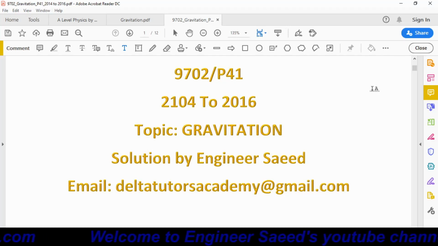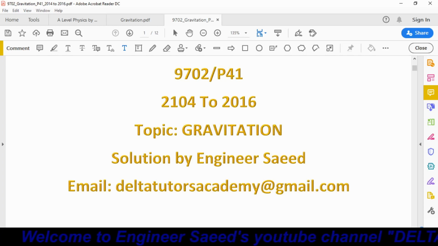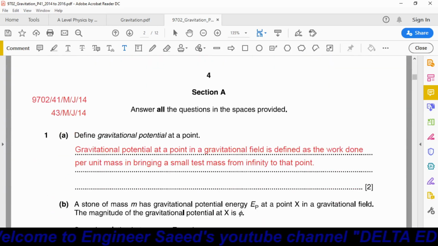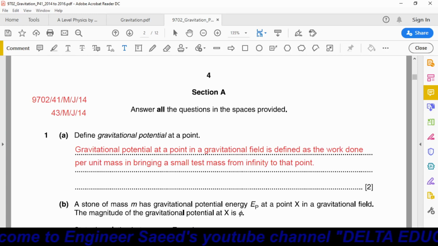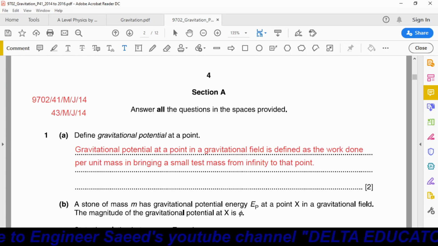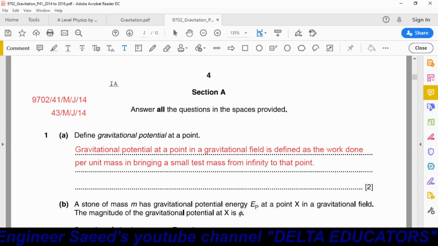Today we will solve Physics A2 paper 9702 P41, topic gravitation, with questions from 2014 to 2016. Paper 41 May-June 14. The same question is repeated in 43 May-June 14. Question 1A part. Define gravitational potential at a point.